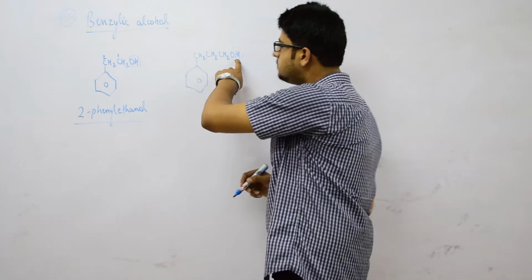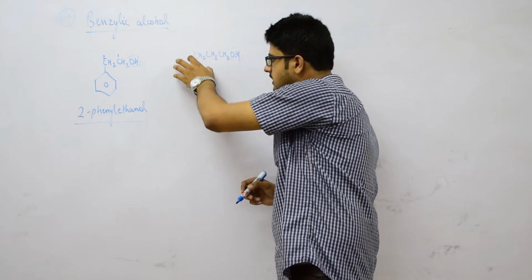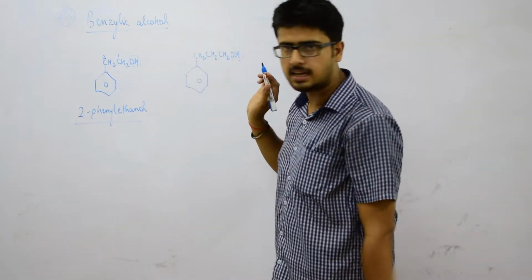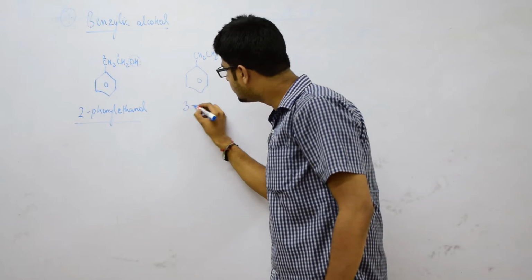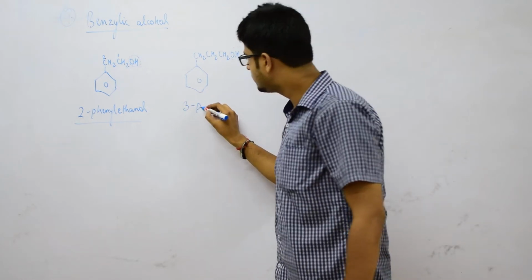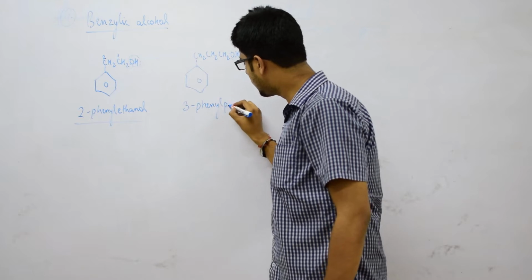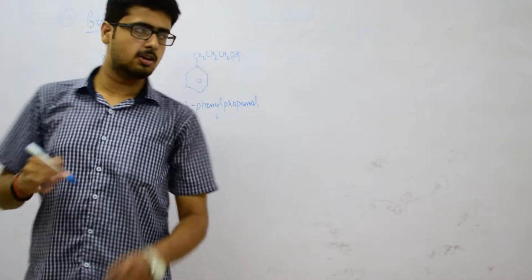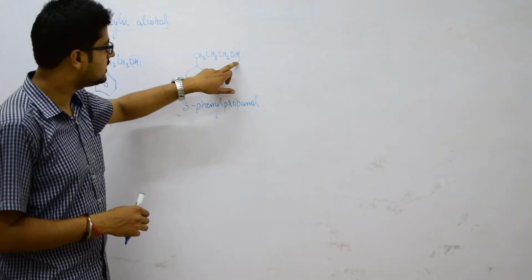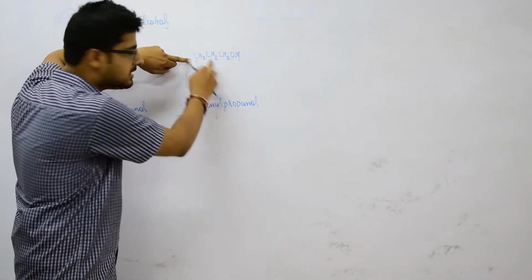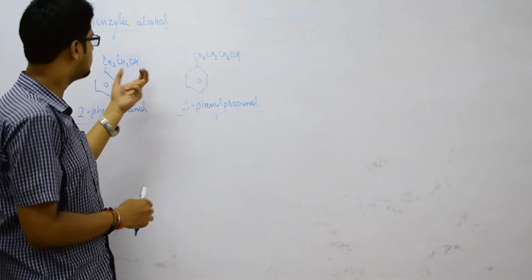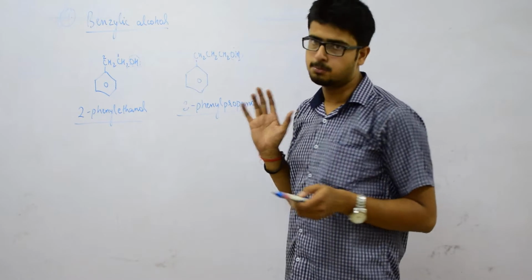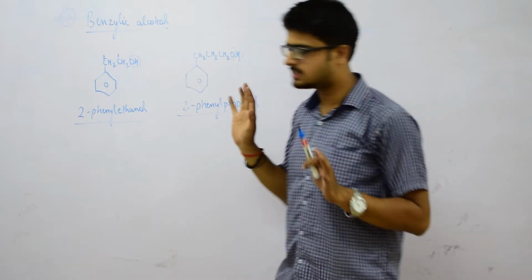Again, because the OH group is introduced in the side chain, which is attached to our benzene ring, that is the phenyl ring, it is an example of benzylic alcohol, and its name would be 3-phenyl propanol. These are examples of benzylic alcohol in which the OH group is introduced in the side chain attached to the benzene ring or aromatic system. So we saw two examples of benzylic alcohol, that is 2-phenyl ethanol and 3-phenyl propanol.